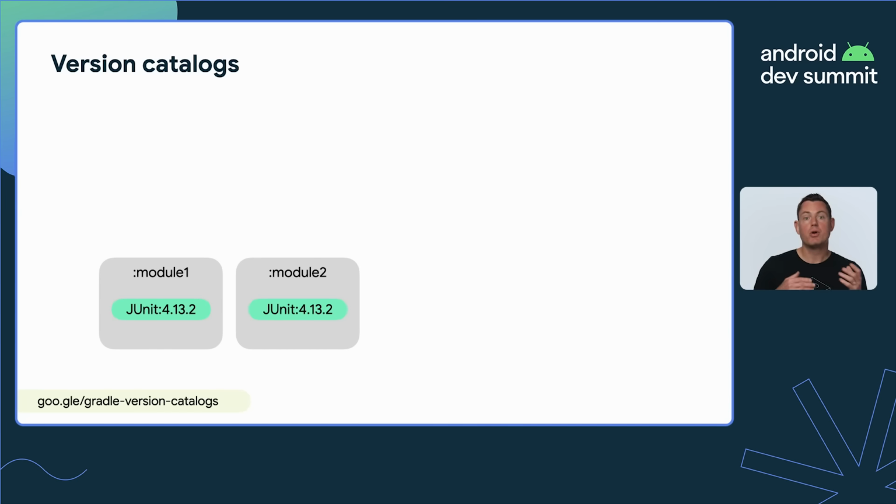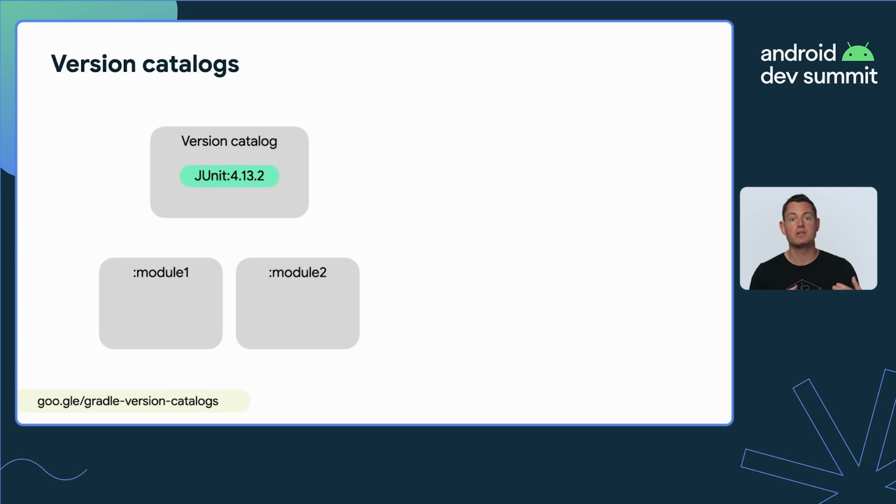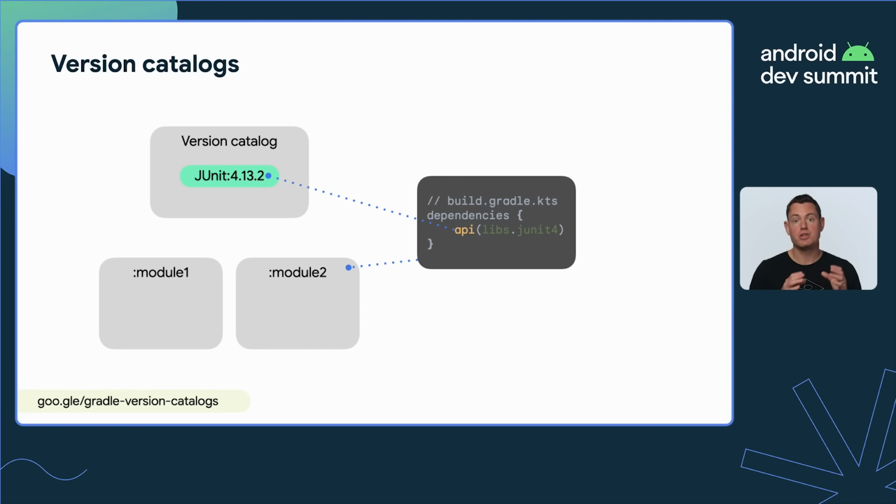Another common problem in modular codebases is keeping track of library versions, especially when they're scattered through multiple Gradle files. Version catalogs is a Gradle feature which solves this. A version catalog is a single file which contains a list of every library used in the app and its version. Each library has a unique ID which can be referenced in Gradle configuration files. Whenever we need to update the library version, we just update it in the version catalog.